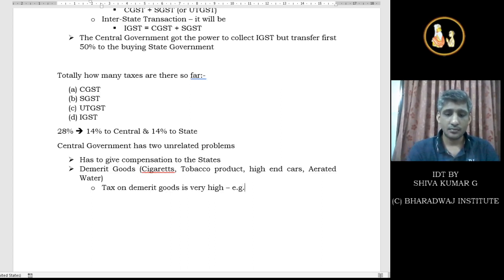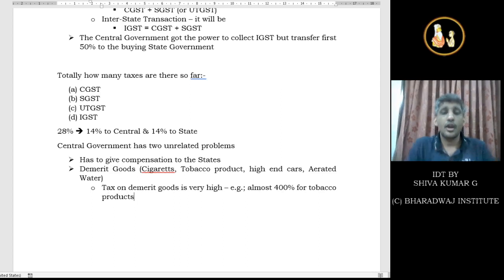Example, almost 400% for tobacco products. So much percentage? 400. A 2 rupee cigarette, 8 rupees tax. So imagine next time you smoke, if you take 10 puffs, 8 puffs go to the central government and state government as GST taxes. Only 2 puffs are coming to you. A 2 rupee cigarette you are smoking for 10 rupees.